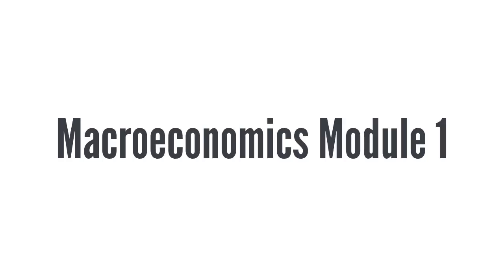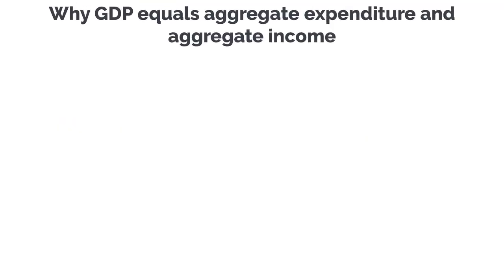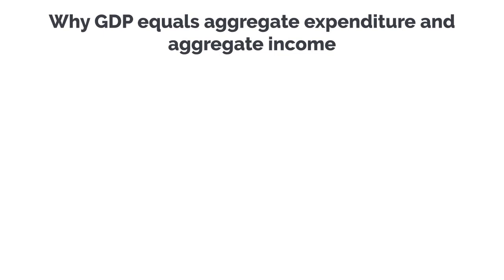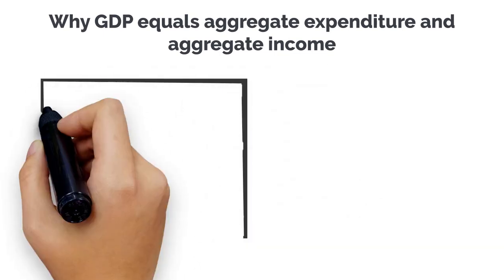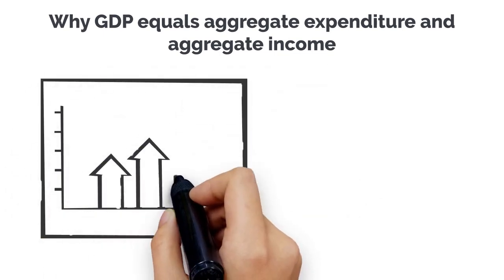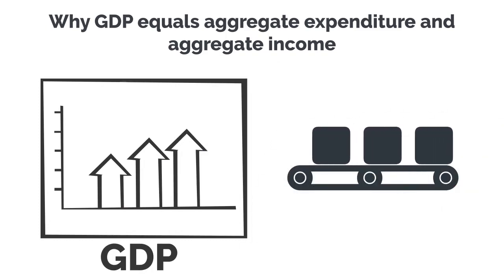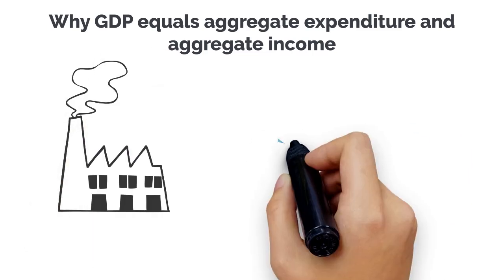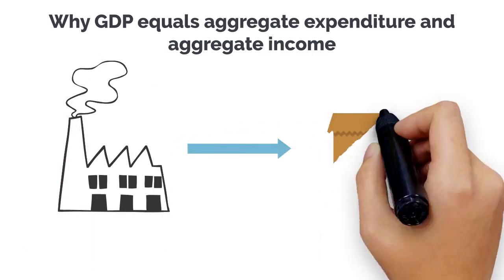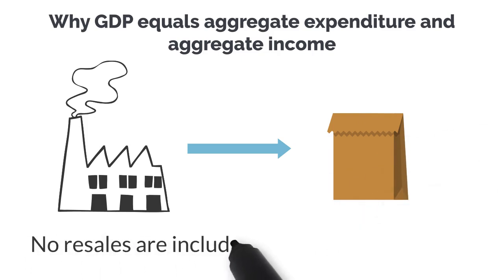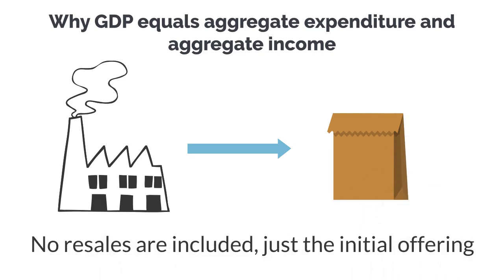This is Module 1. Why GDP equals aggregate expenditure and aggregate income. The gross domestic product, GDP, is the total market value of the goods and services produced by a country's economy during a specific period of time. All goods and services produced by any agent in the country and sold for the first time. No resales are included, just the initial offering.